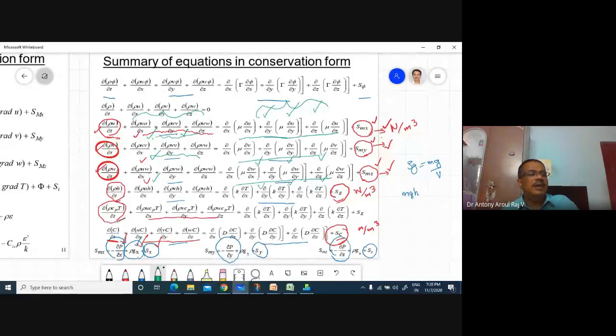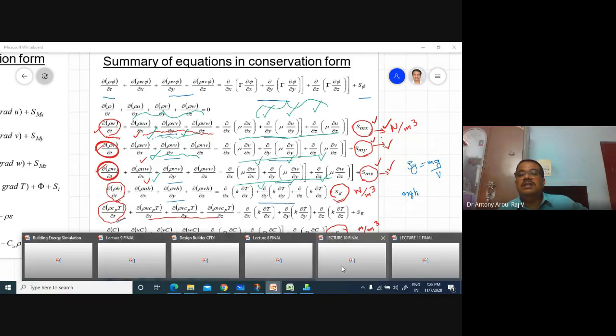Just now, I think I've taken some time for you, but this should be useful for you to understand the basics of the equation. Not only here, wherever you go, if you are using these CFD equations, these explanations of the equations should be useful for you. Now we will go back to our discussion.